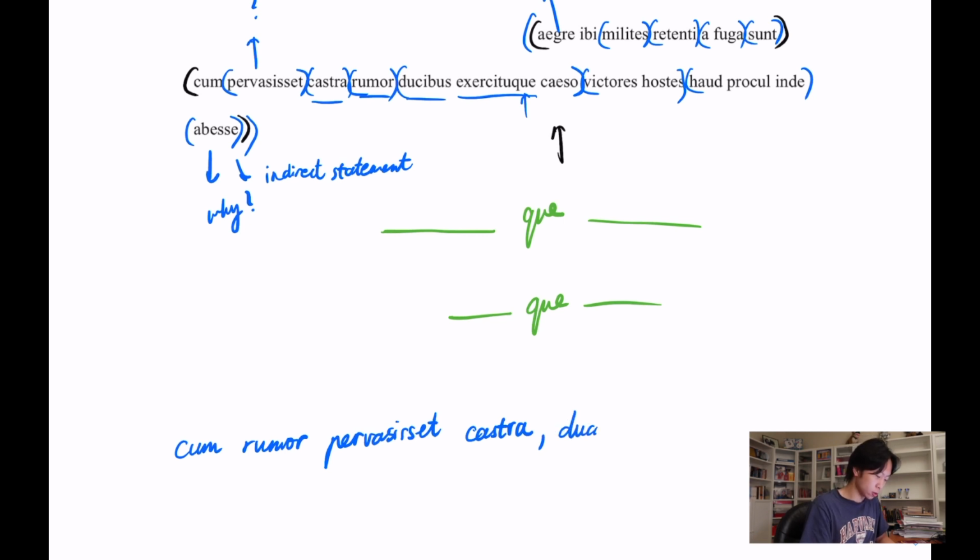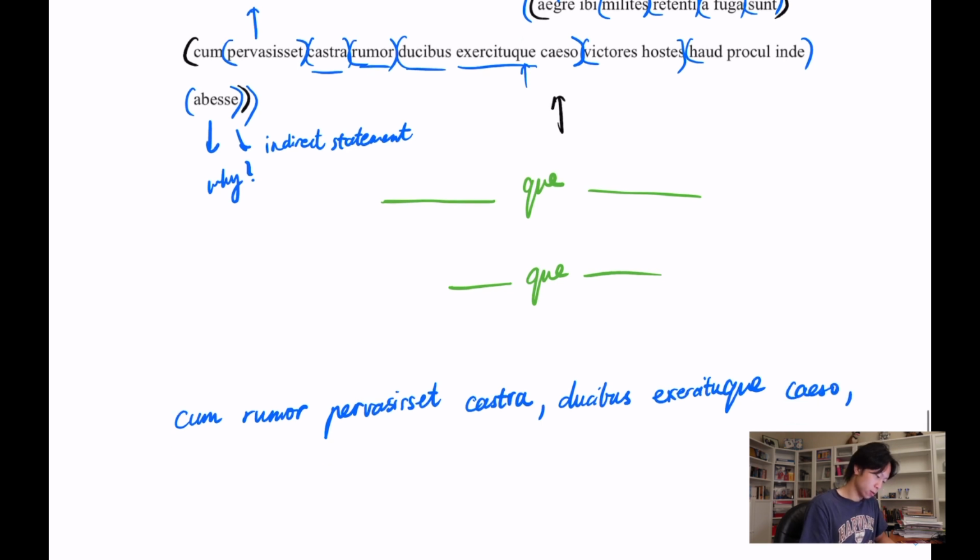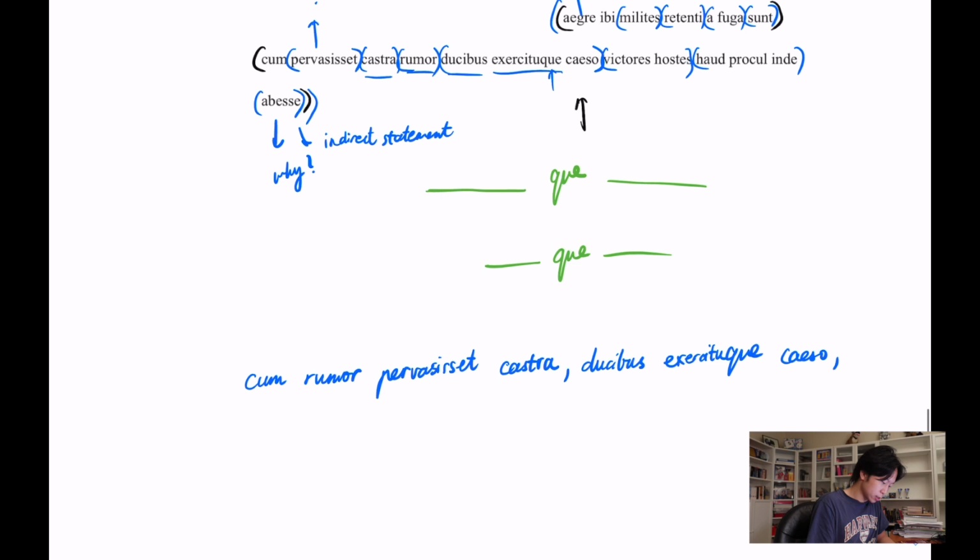So dukibus exercitu que Kaiser, victores hostes ab esse haud procul inde.